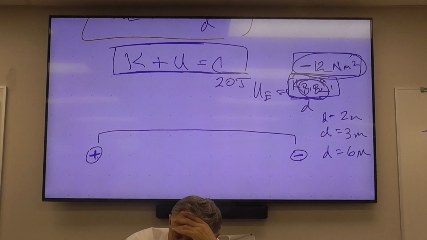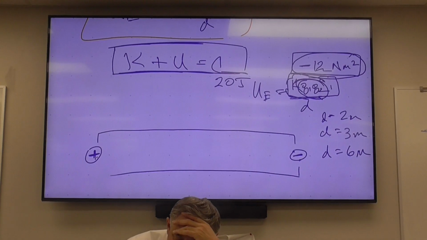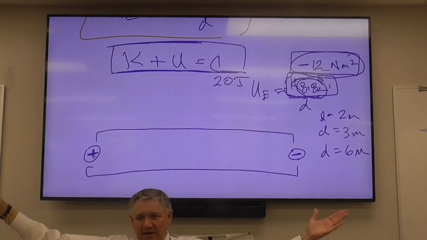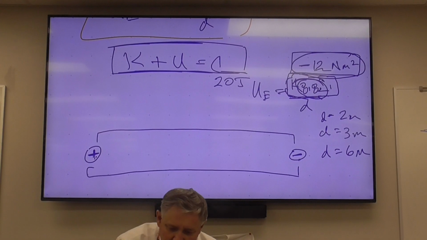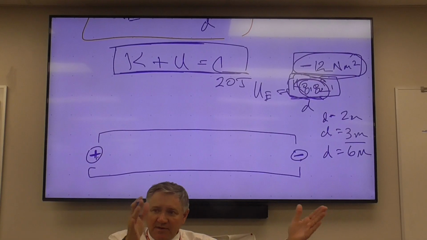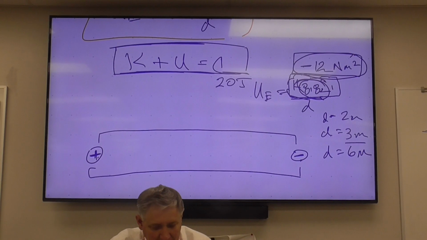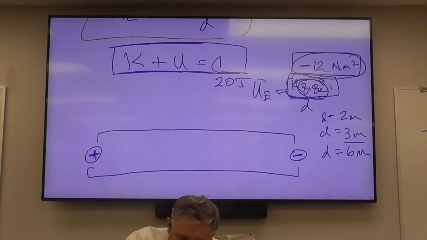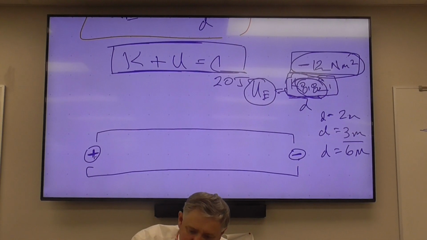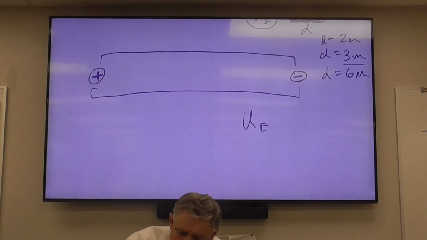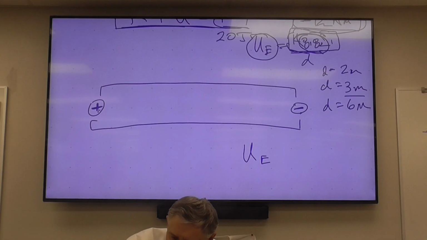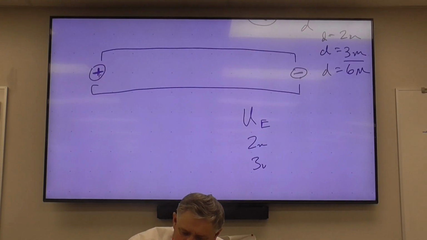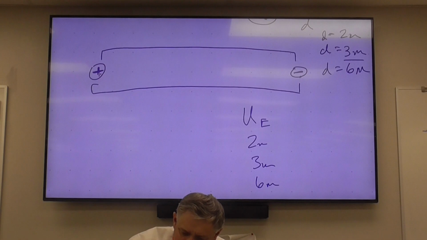So situation number one, these charged particles are 6 meters apart. Okay, so 6 meters apart is from that wall about to my desk. It's a pretty fair distance. Then I'm going to bring him to 3 meters away, and then I'm going to bring him to 2 meters away. Okay, so we can go through and calculate this value of PE. We're going to calculate PE at these different distances, 2, 3, and 6 meters. So PE at 2 meters, PE at 3 meters, PE at 6 meters.